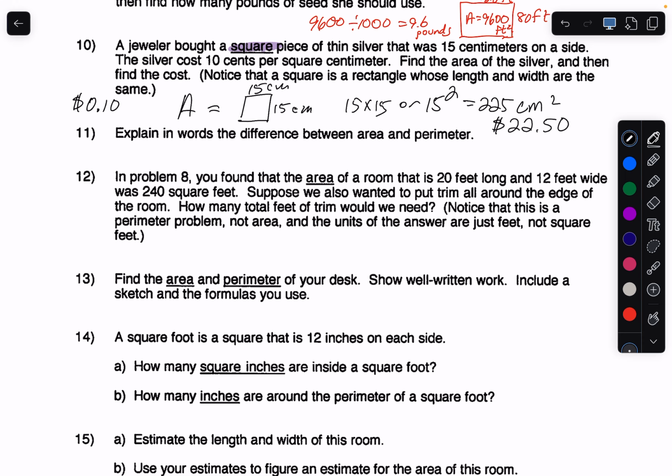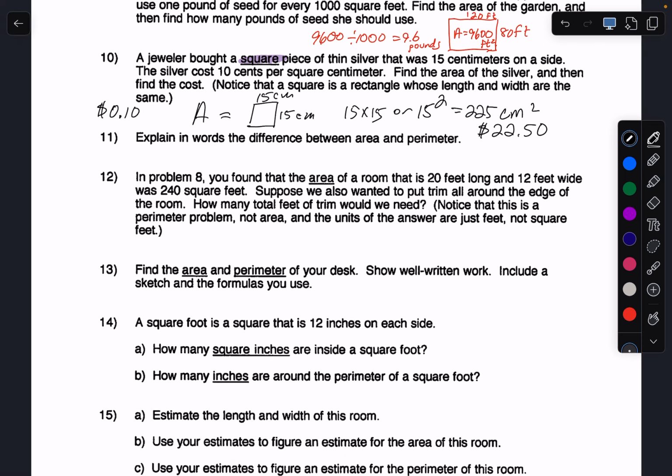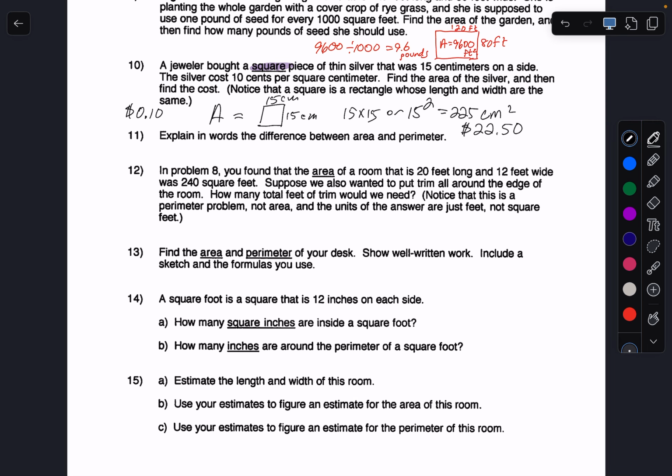And then for the remainder of class, your goal is to get this page done. We've done a lot of these types of things. Find the area and perimeter of your desk. Here it talks about what a square foot is, which I'll draw up on the board. And then estimate the length and width of this room to figure out what we did. Count the squares. It's perfect, this room, because the squares are measured for you. They're 1 foot by 1 foot. Okay? So for the remainder of class, your job is to finish this paper. When you're done, just come on up and hand it to me.